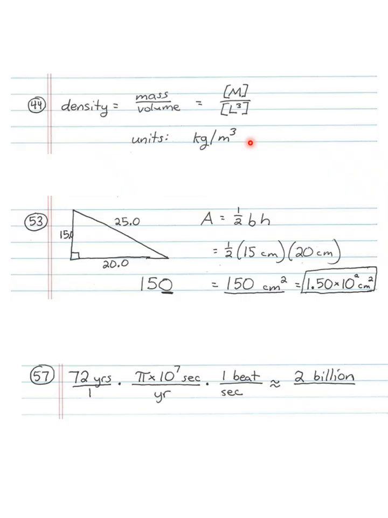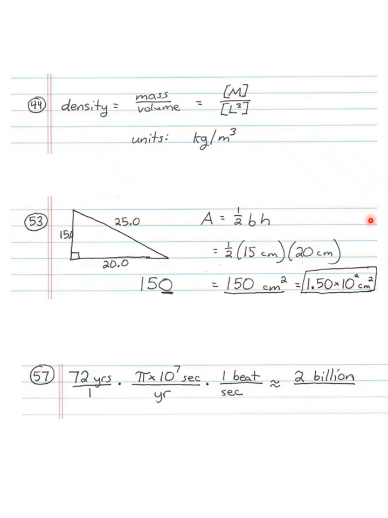But now let's think about the dimensions. Remember, the three main dimensions are mass, length, and time. So if density is mass over volume, we think volume is length cubed, so the dimensions are mass over length cubed. And from there we assign the appropriate units. Mass is kilograms, length cubed would be meters cubed, and so there are the units.